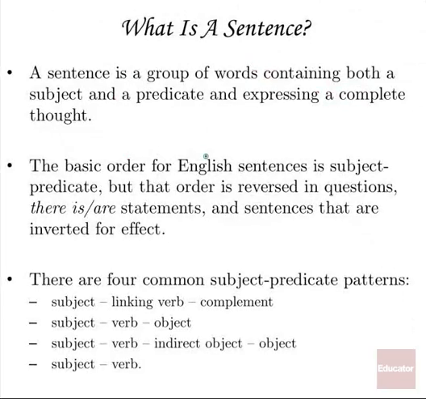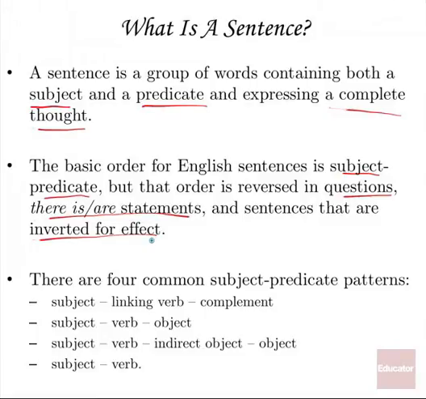All right, what is a sentence? A sentence is a group of words containing both a subject and a predicate and expressing a complete thought. It's a self-contained idea. That's what a sentence is. The basic order for English sentences is subject, predicate, but we reverse that order for questions, there is or there are statements, and sentences that are inverted for effect.